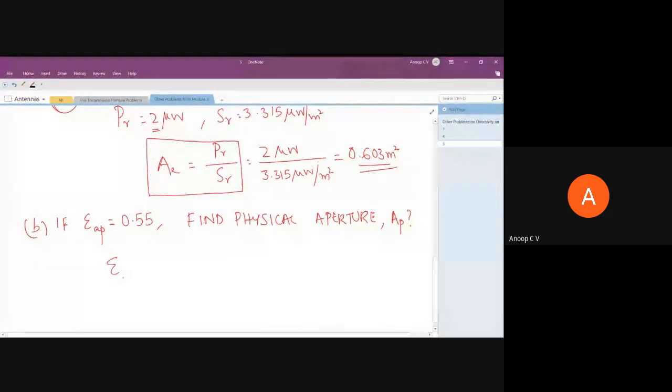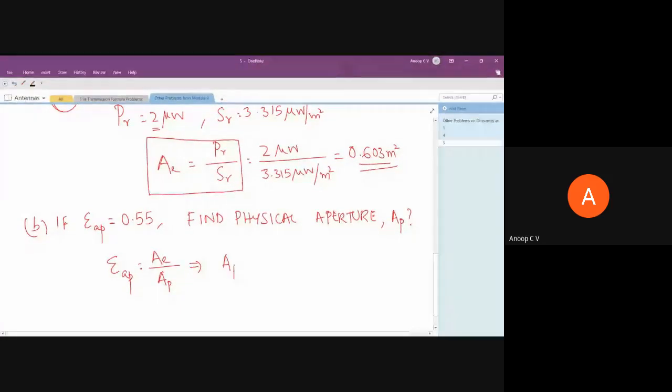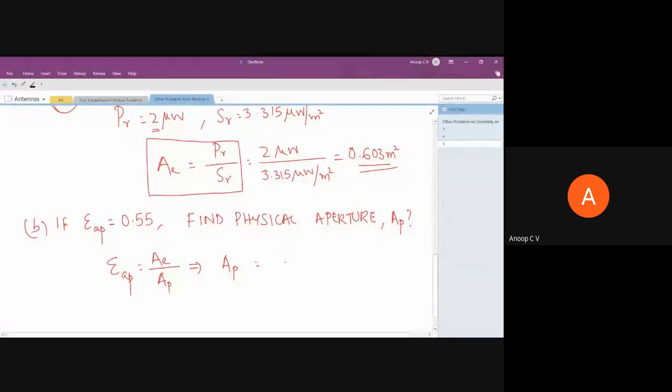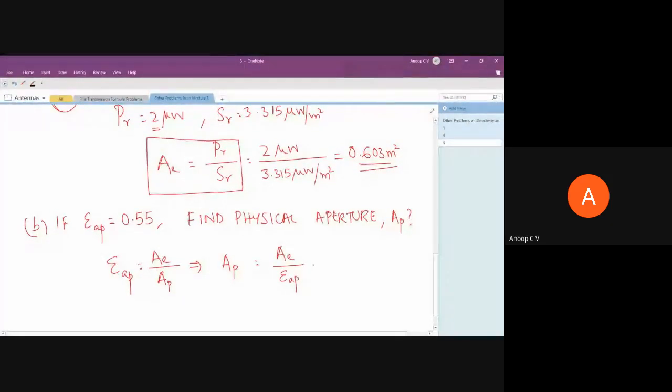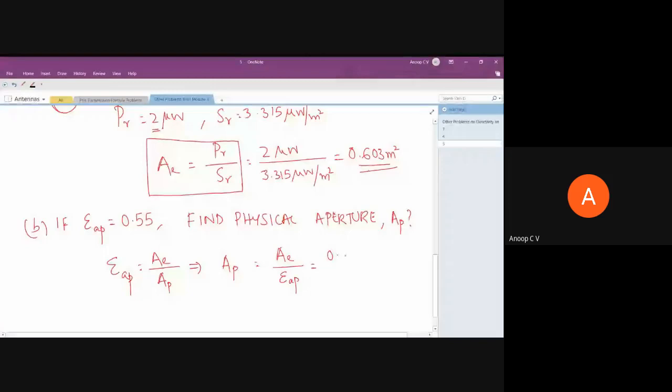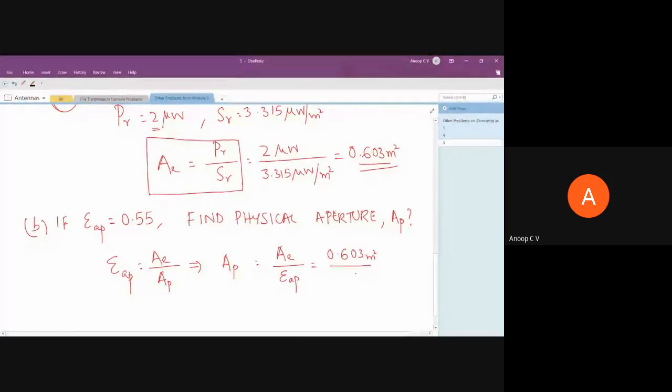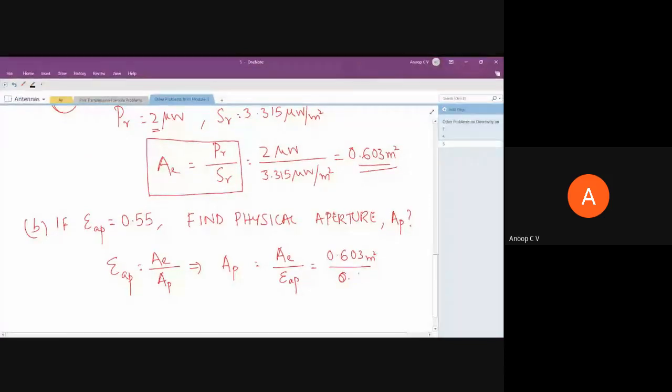You know, aperture efficiency is nothing but effective aperture divided by physical aperture, which implies physical aperture will be effective aperture divided by aperture efficiency. So in this case, it will be equal to 0.603 meter square divided by 0.55. So what is the answer?